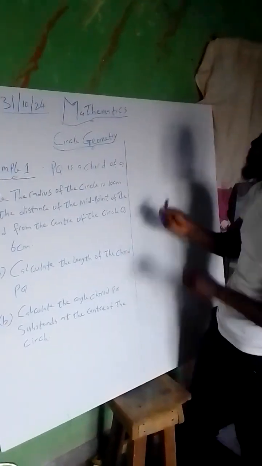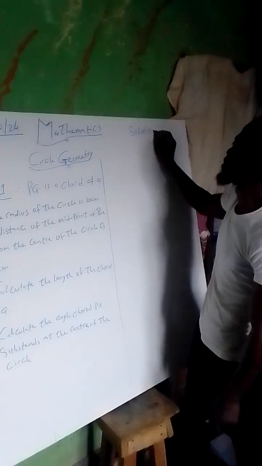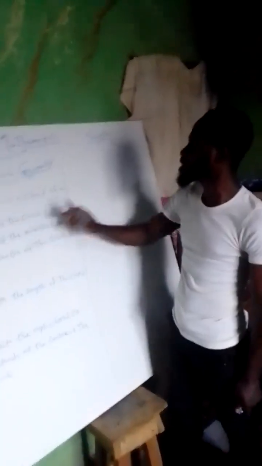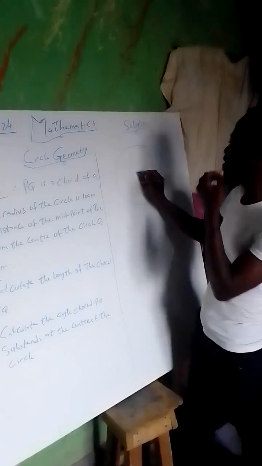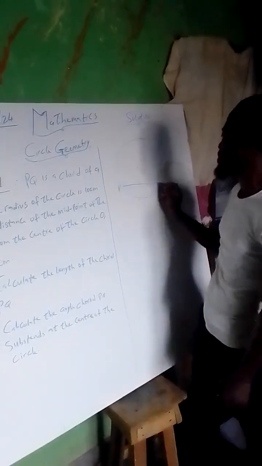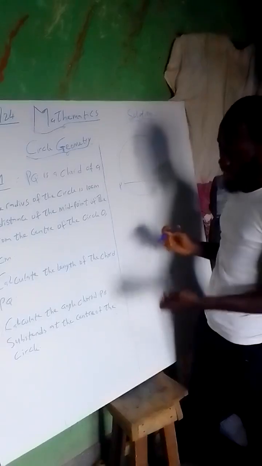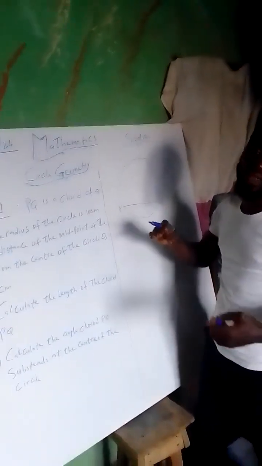Now let's proceed to the solution. PQ is a chord. That shows we have a circle like this, circle center O, then PQ is a chord. I've explained this in the first video, that a straight line that is joining any 2 points of the circumference of a circle together is known as a chord. So PQ is a chord of a circle.